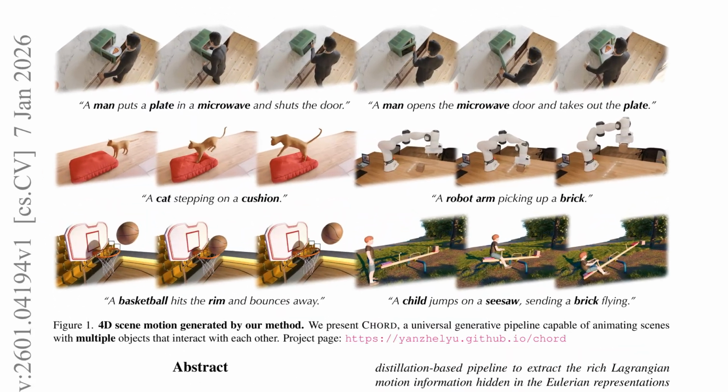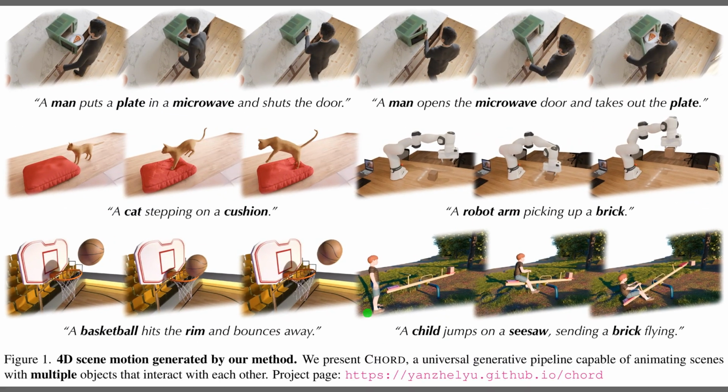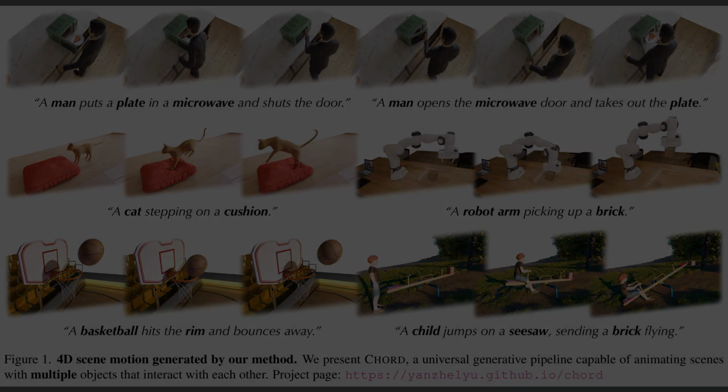Figure 1 illustrates the diverse range of 4D dynamics that the CHORD pipeline can synthesize. The top row demonstrates complex human-object interactions, such as a man placing a plate into a microwave. In the middle row, on the left, we see realistic soft-body deformation, where a cushion compresses under a cat's steps. Finally, the bottom right captures multi-body physics, showing a child jumping on a seesaw to launch a brick into the air, which proves the system isn't limited to just one type of motion.